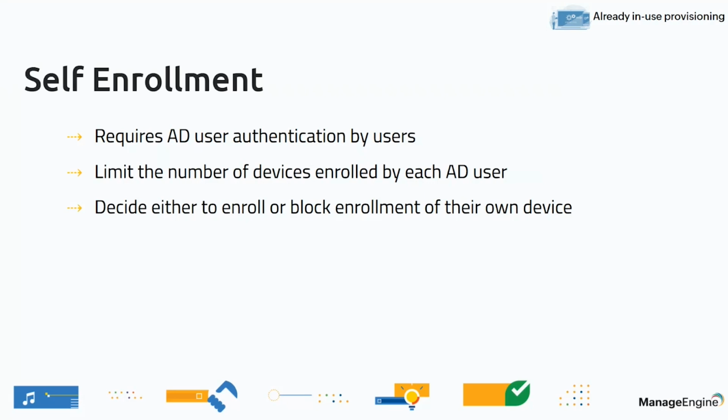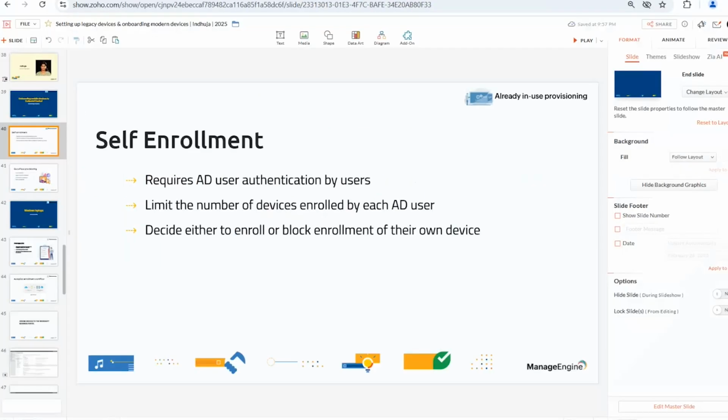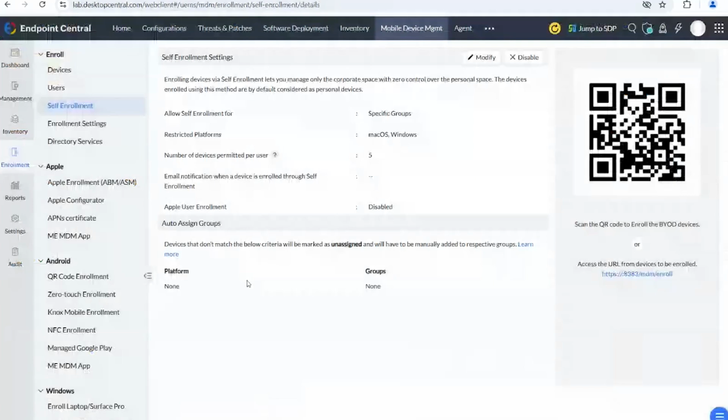In those cases, we have an option called self-enrollment. I will take you through the console and the option that we have in the console to enroll your device through self-enrollment. In self-enrollment, you will have a common QR code or a URL. What you need to do is broadcast this URL or QR code to the users in your organization, and they just need to access it.